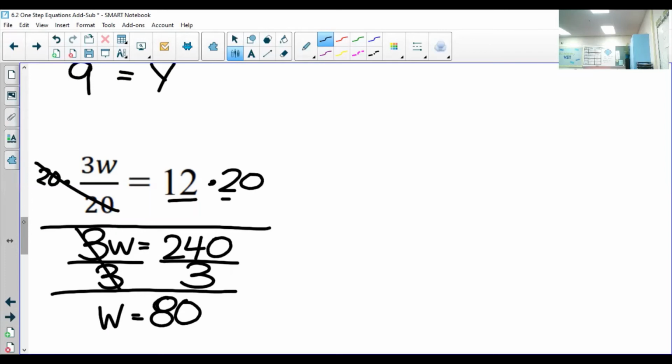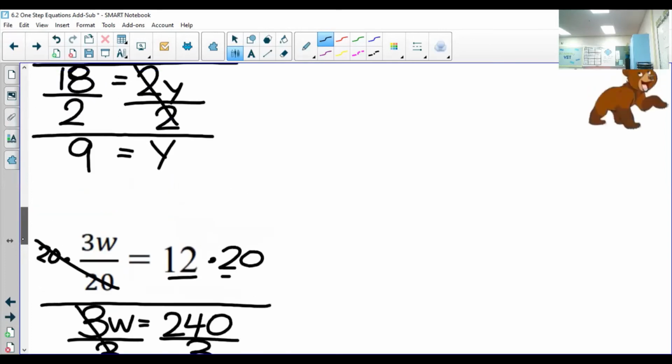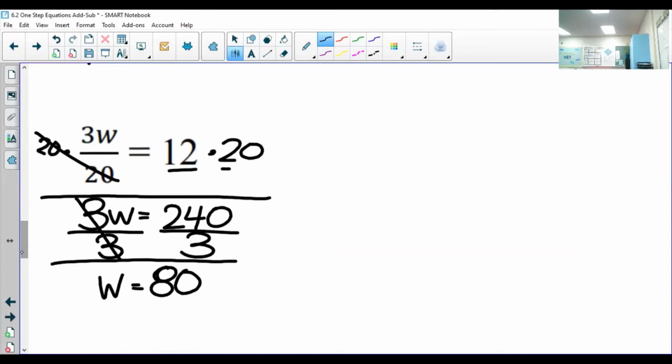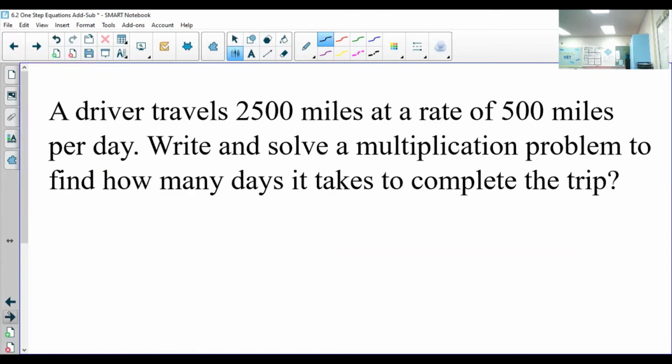Okay? Hopefully, if you've got some questions, you can watch these examples again. But we're going to move on, and we're going to look at a story problem. Okay? So, a driver travels 2,500 miles at a rate of 500 miles per day. Write and solve an equation problem, multiplication problem, to find how many days it takes to complete the trip.